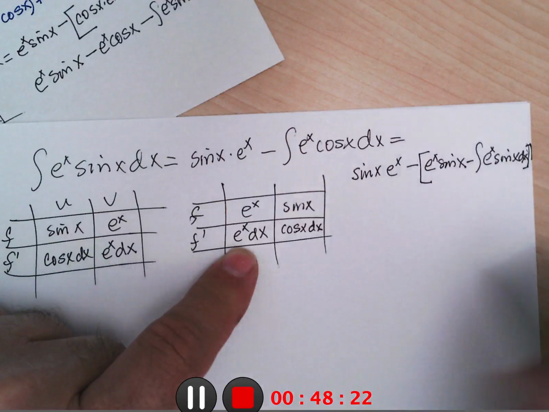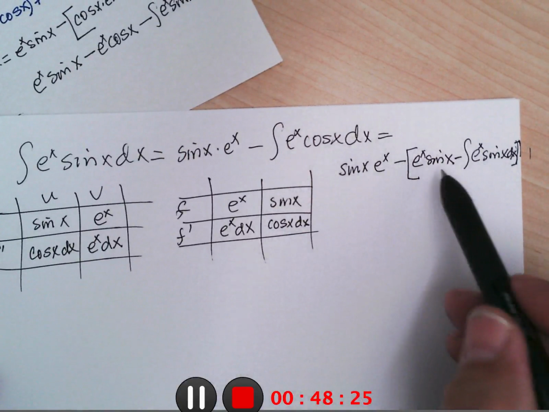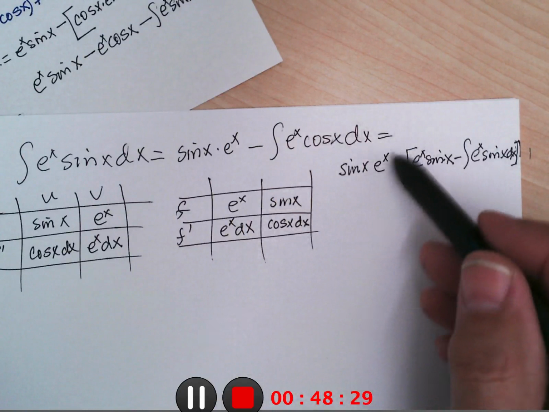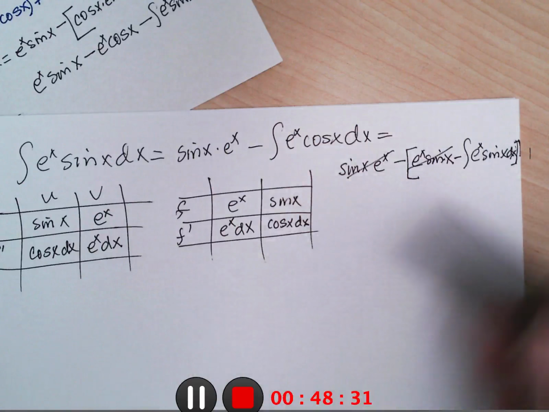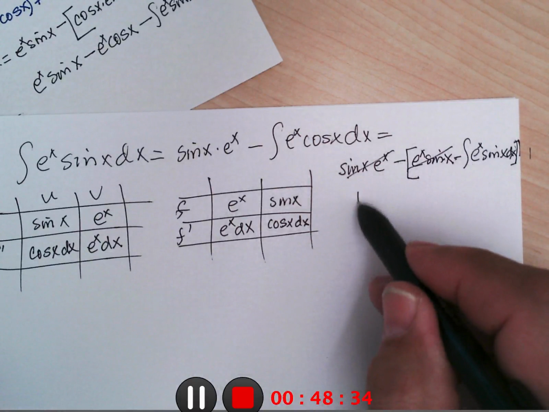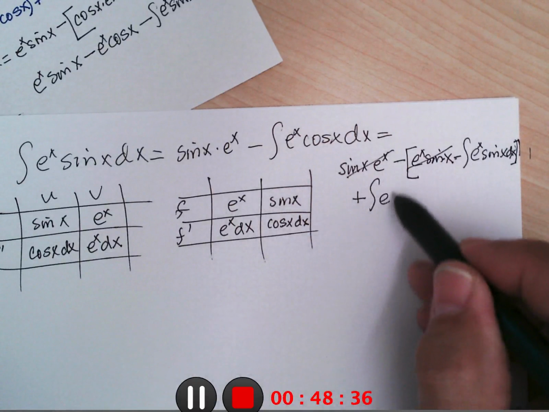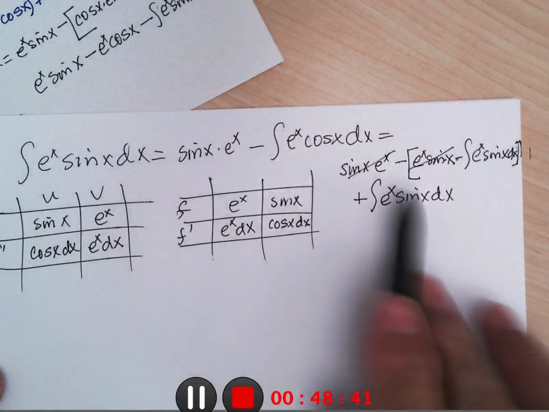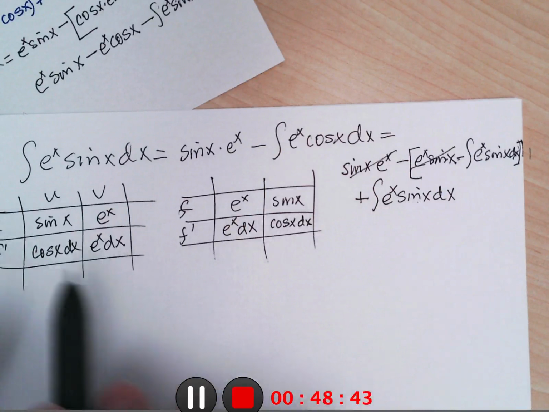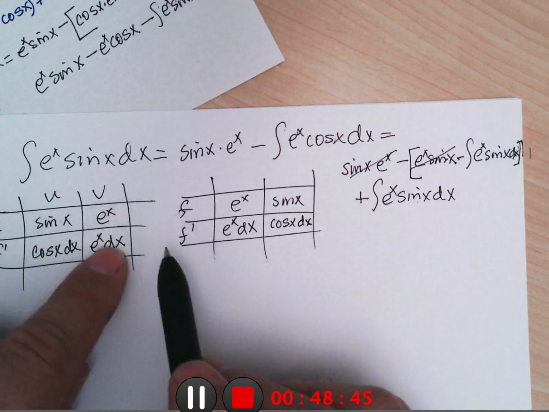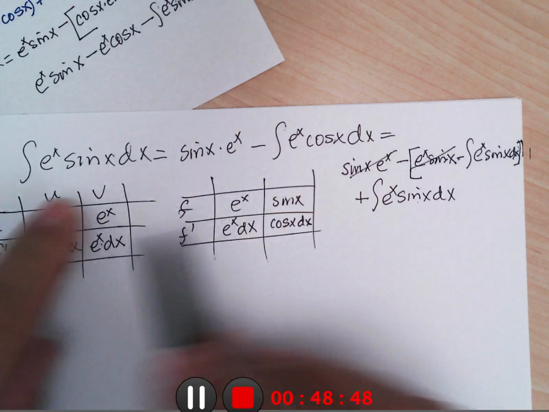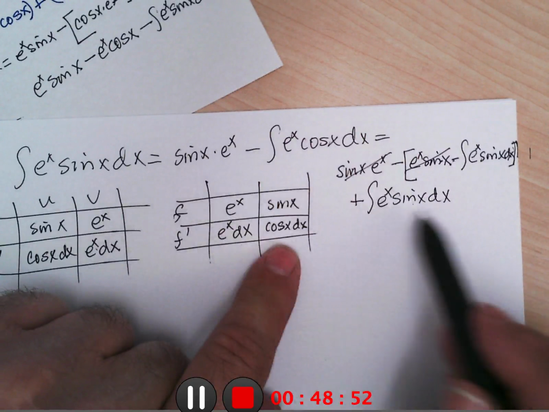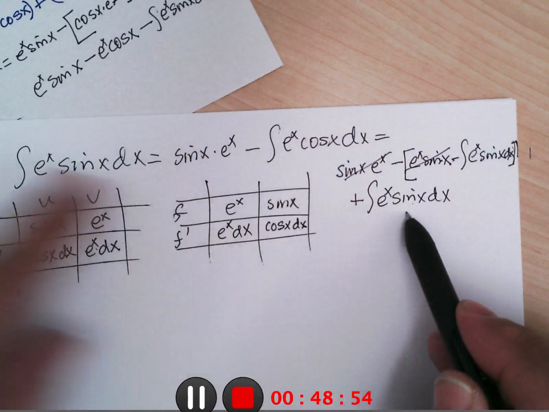And what happens here is we have e to the x sine x minus e to the x sine x. They cancel. And we got minus a minus, which is plus, and the integral of e to the x sine x dx. And we're right back to where we started. So doing it with the trig here and the e there, and then doing it backwards, the opposite way on the second time, doesn't get us anywhere. We just end up undoing what we did the first time.